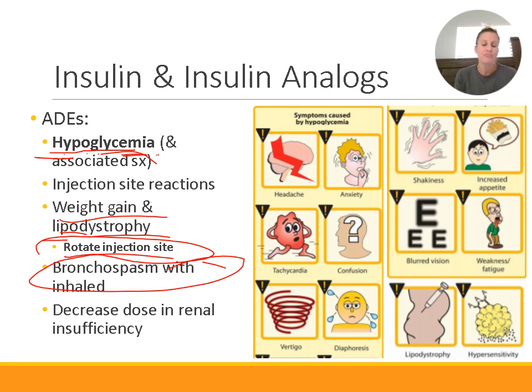As far as insulin goes, we do decrease the dose of insulin in renal insufficiency. And then you can see other adverse drug effects listed here: headache, tachycardia. Mostly what we're worried about, though, is the hypoglycemia and then everything associated with that.